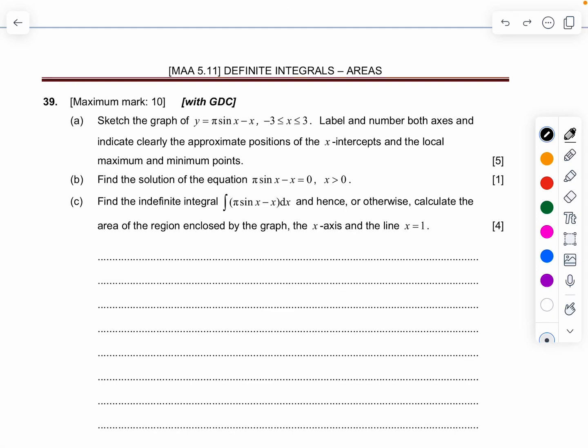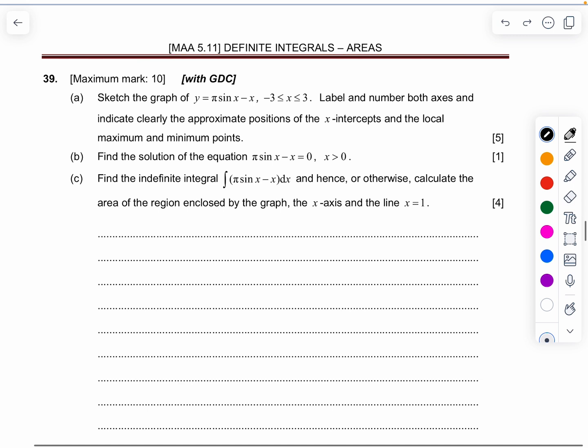Of the video from question number 39. Part 1 was question number 1 to 30. Part 2 was from 31 to 38. Now from question number 39 onwards, we are doing part 3. So this is 10 marks question without GDC.